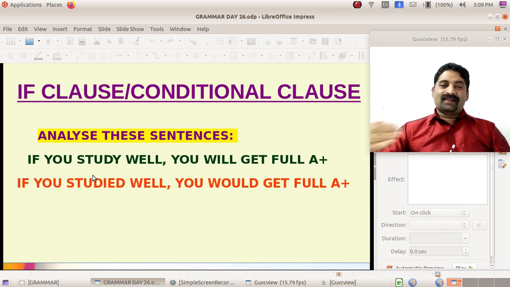And when you near the examination, maybe by March, I don't know this year when it would be, maybe May or June or there may be, I'm not sure. So we would say, if you studied well, you would get full A+.